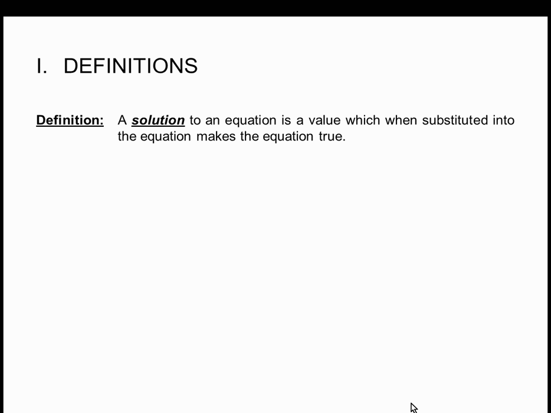So definition. A solution to an equation is a value which, when substituted into the equation, makes the equation true. A mathematical equation is actually a conditional statement. It's waiting for you to give it a condition, namely the value of x, to determine if it's true or false. Now, if the equation is true from the solution, we say that the solution satisfies the equation.